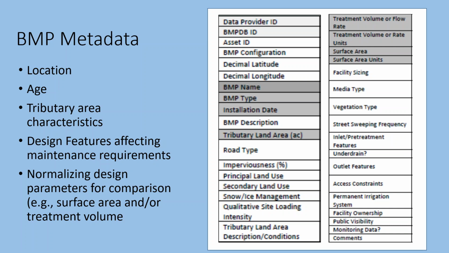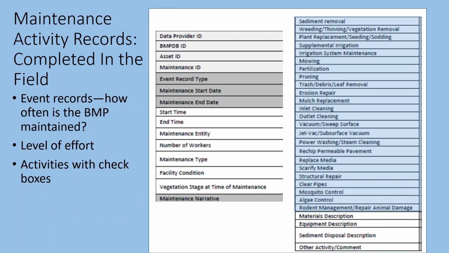Those kinds of parameters. The second set of tables would be the individual activity records, and there's a Part A and a Part B to these. The Part A would be information that you would record in the field, where you could record the dates that you go out, how many workers are out there, how long it's taking to maintain the facility, the level of effort, and then the items shown in blue on the right-hand side are actual activities that you could just have as a simple checkbox in a tablet application, and these activities would vary depending on the BMP type.